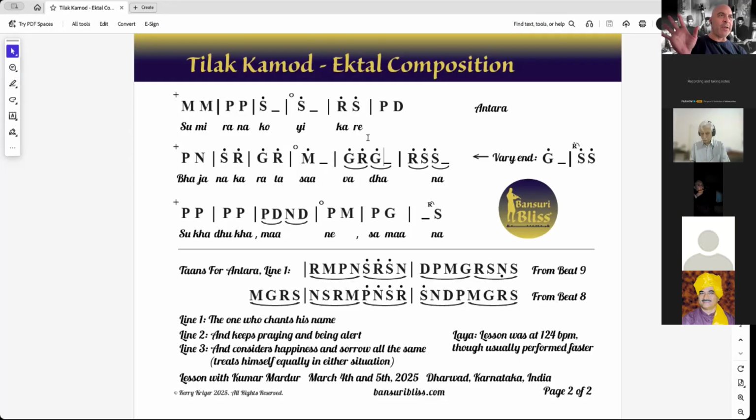Ma ga sa would be the simplest way to play the last six beats. Ma ga sa.